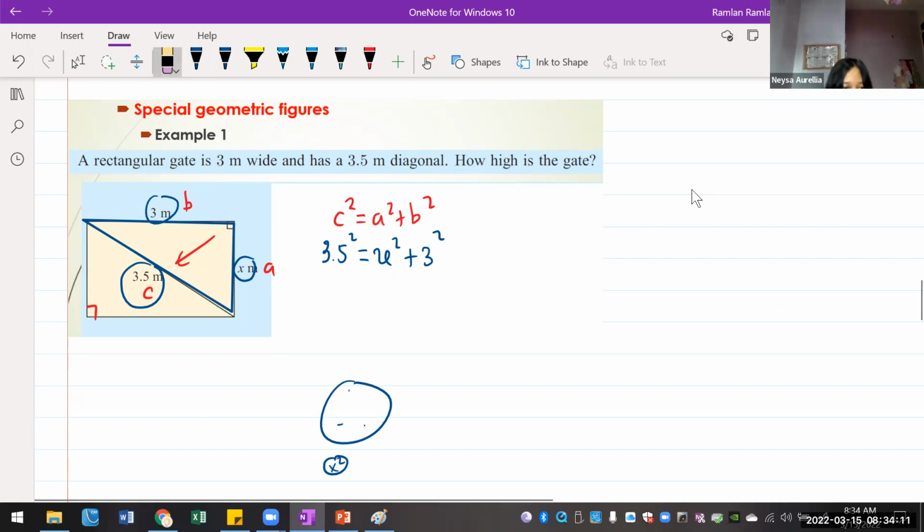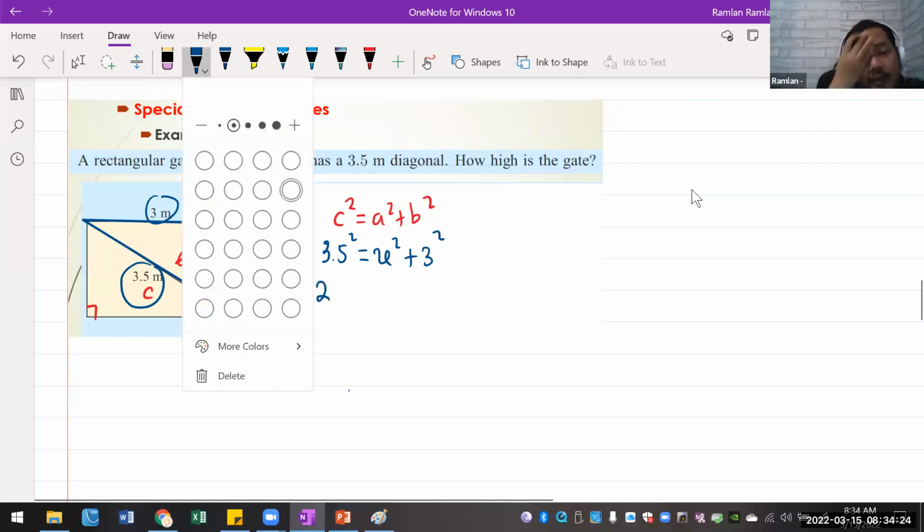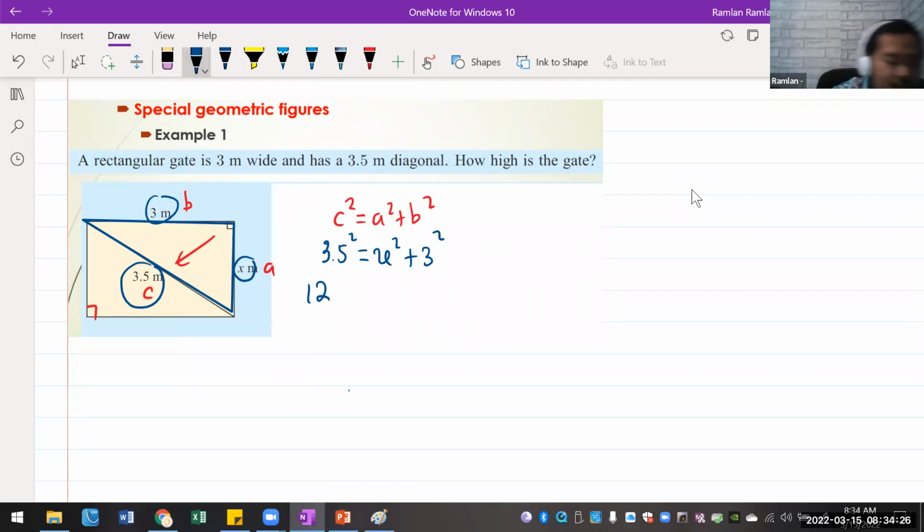Is this a decimal, sir? Yes, of course it is a decimal. What is it? It's 12. 12.25. Okay, that will be 3.5 squared.